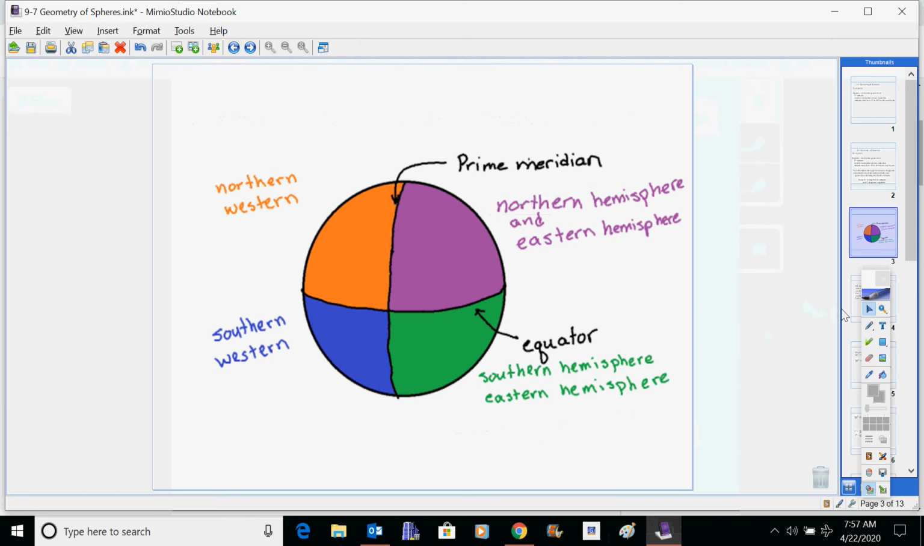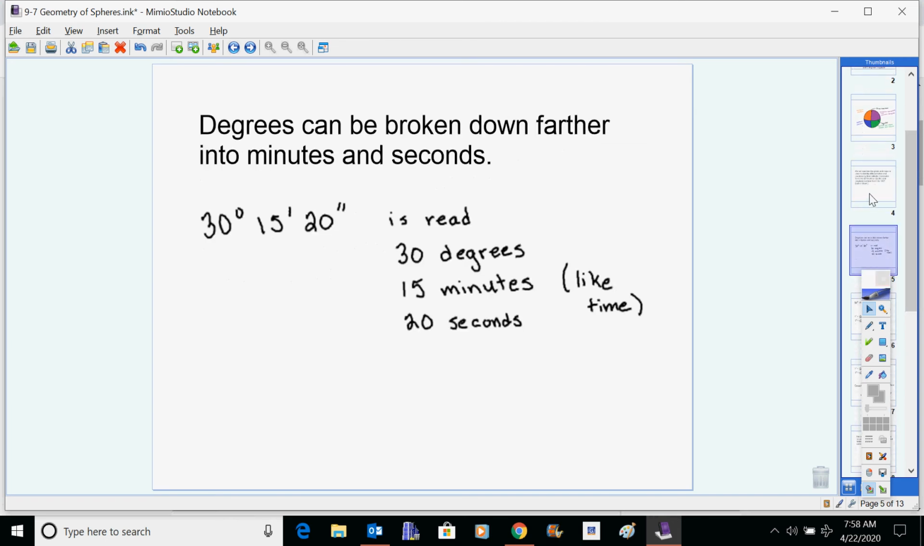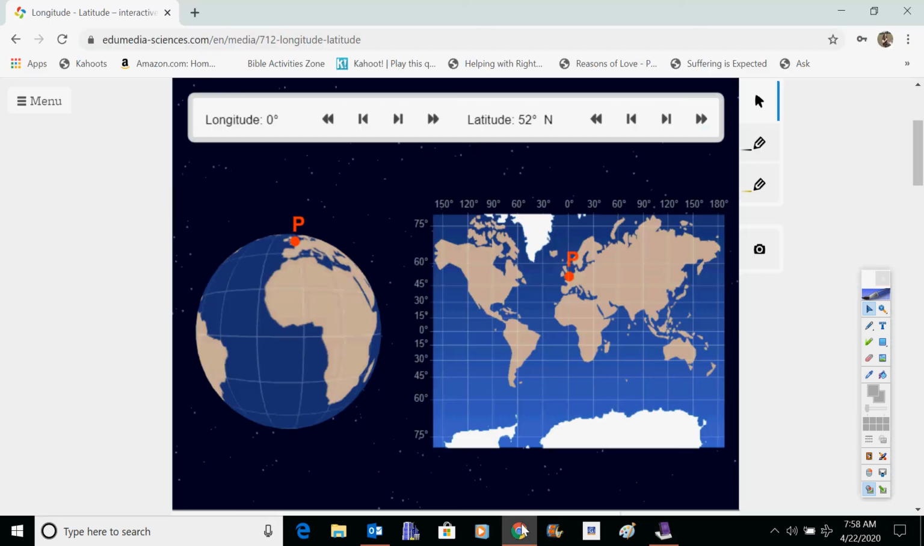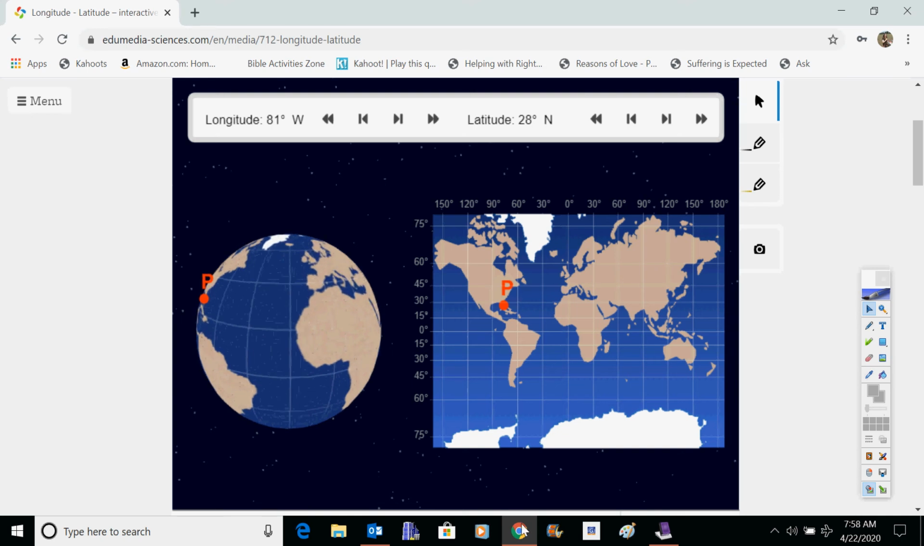Now what we're interested in is these degree numbers. I have here in my instruction that we'd be examining the globe in class, but we can get some basic ideas on our world map here. If we're talking about where Florida is, Florida is at about 81 degrees longitude, 81 degrees west. So if we look at where Greenwich, England, our 0 line, was, we're going west of that 81 degrees.